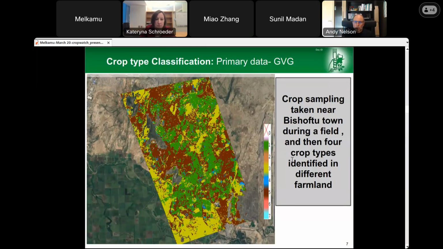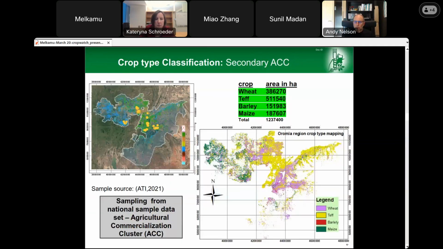In the same way, crop type classification from sample data was calculated for the regions. We did it for zones and regions, and we even tried to calculate the area coverage for each crop type across the regional states, such as the Oromia region.